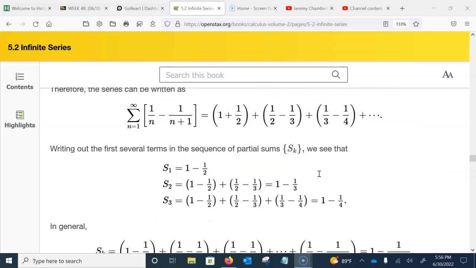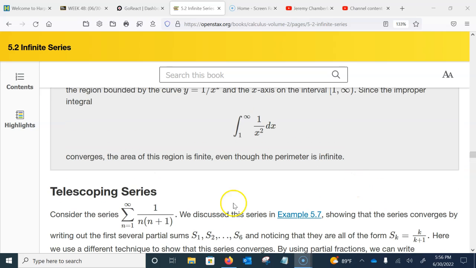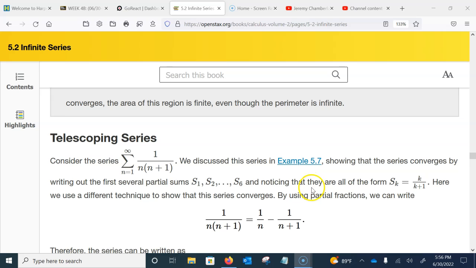Okay, let's look at a specific example here. Often is the case when I have a rational function inside of here on the natural numbers, sometimes I can rewrite those with partial fraction decomposition, and I'll notice when I look at the partial sums that the interior components add to zero.